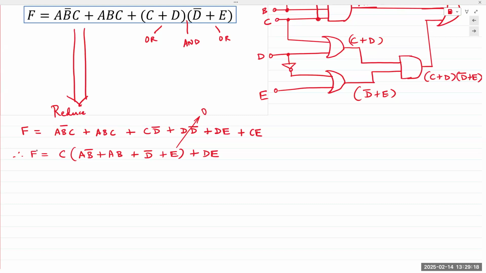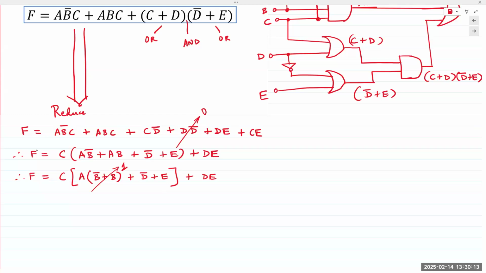So far, so good. There is one more thing you can do. A is common between the first two quantities inside, and so I can make a further reduction. If I take A outside, I can get B naught plus B. And B naught plus B reduces to 1.